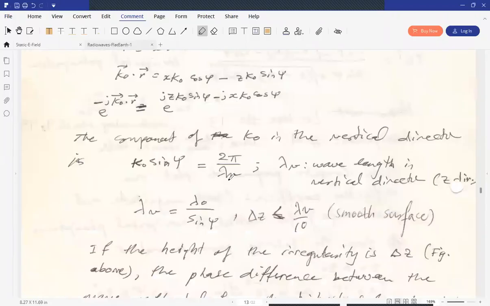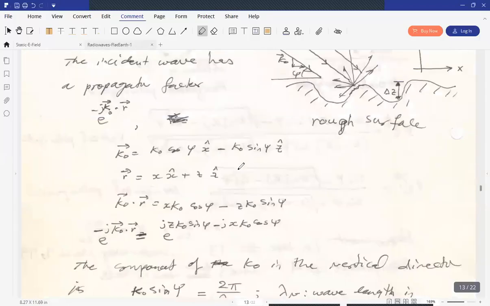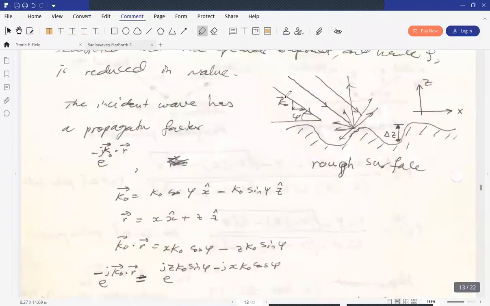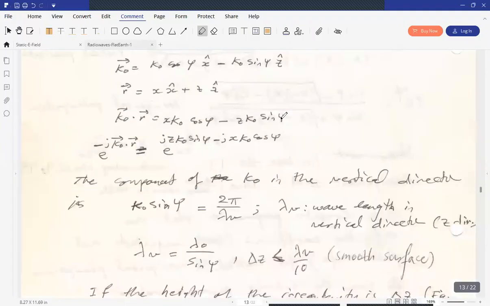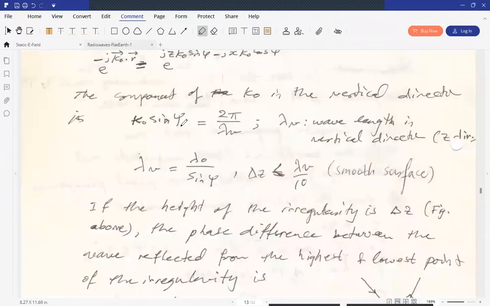So the vertical component, 2 pi over lambda vertical, equals the component of k in the vertical direction, which is k naught times sin psi. So k naught sin psi, and k naught is 2 pi over lambda naught, and you will obtain lambda v equal lambda naught over sin psi.